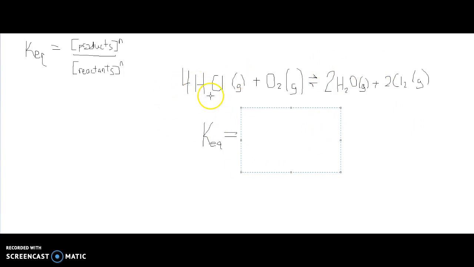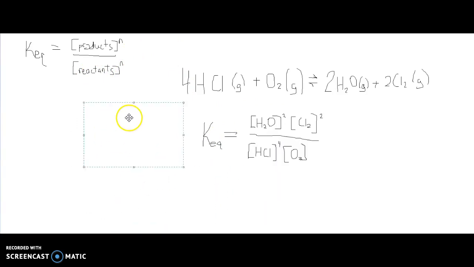So if we do the concentration of the products divided by the concentration of the reactants, we know that KEQ equals the concentration of H2O squared, because there's a 2 in the coefficient in front, times the concentration of Cl2 squared, because of the coefficient in the front, all divided by the concentration of HCl to the 4th power times the concentration of O2.